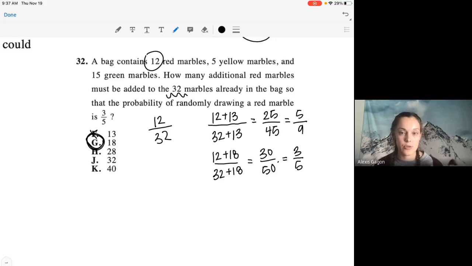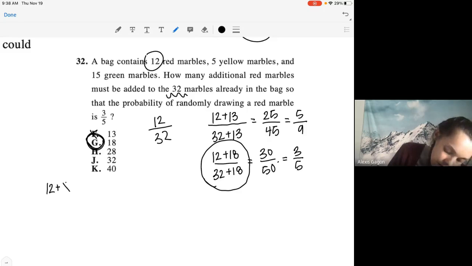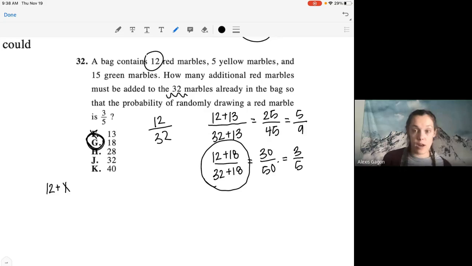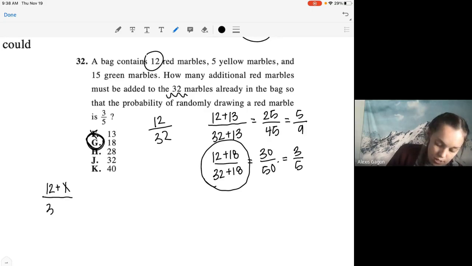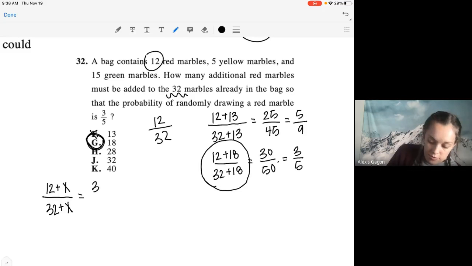Some people like to do this more by setting up an equation. That's how I initially had done it. And we're using a similar setup to what we were doing right here. So we want 12 plus some number of red marbles over 32 plus some number of red marbles, because the 12 over 32 is what we started with. The x's are the marbles we're adding. And we want this to equal 3/5.